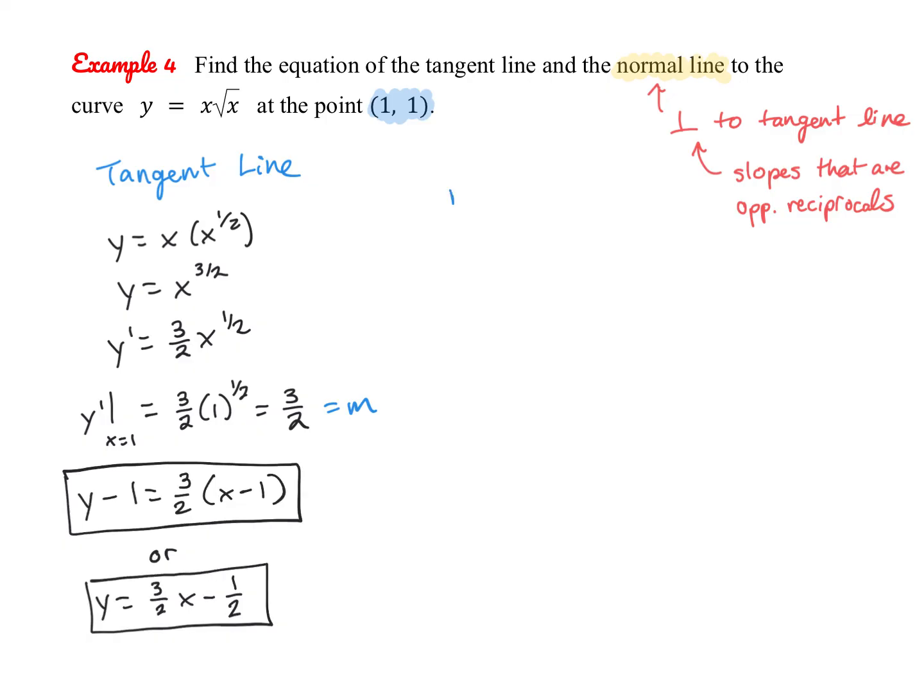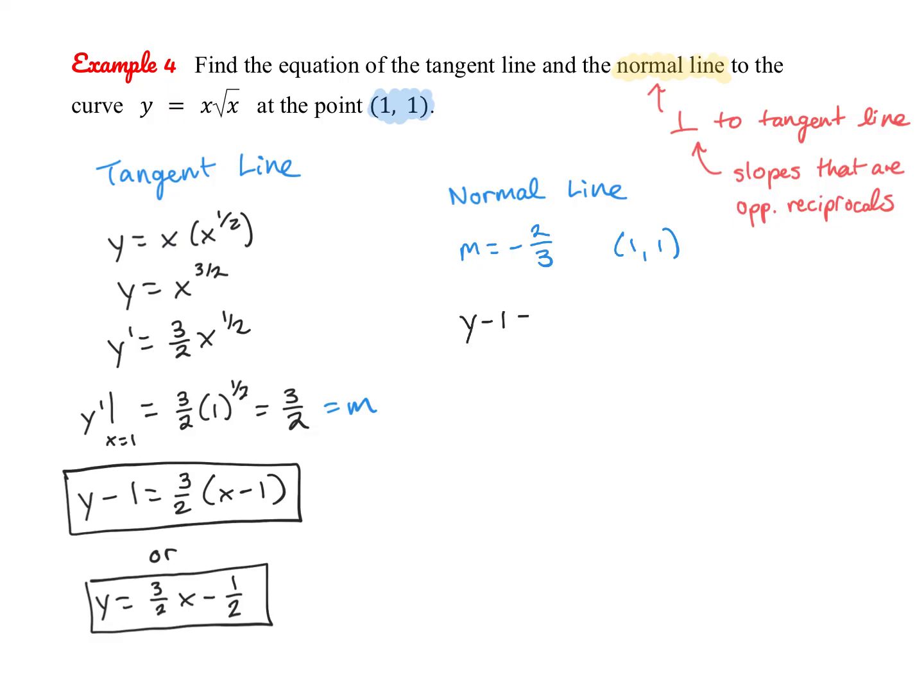So now let's do our normal line. So it's still going through that same point, 1, 1. However, the slope is going to be the opposite reciprocal of the slope of our tangent line because they are perpendicular. So for this one, our slope is going to be negative 2/3. But again, it's still going to go through that same point of 1, 1. So we could do point slope form again.